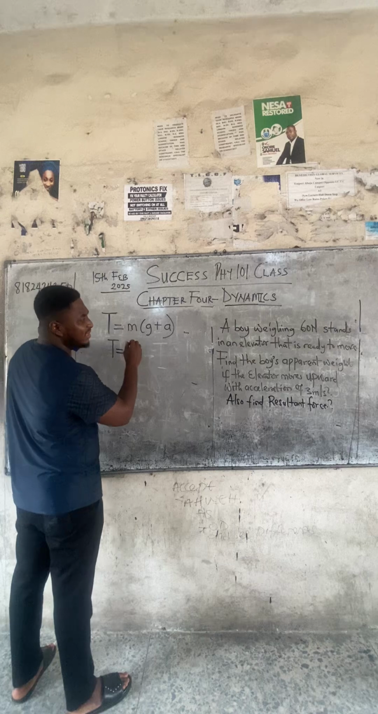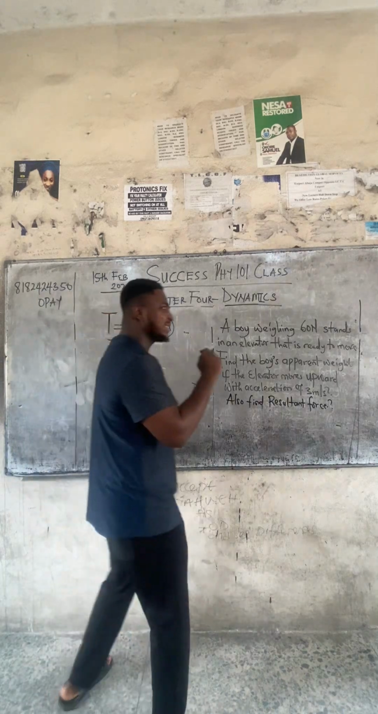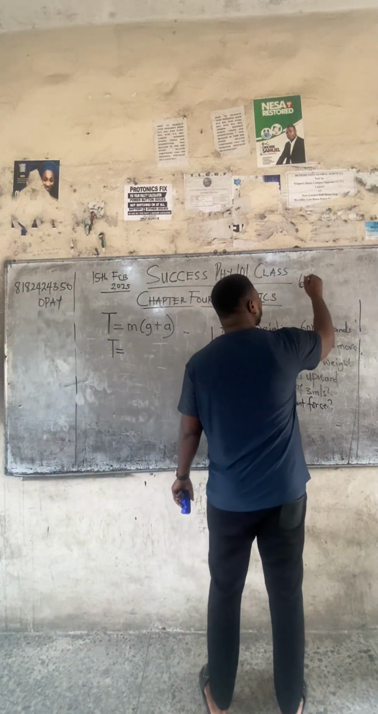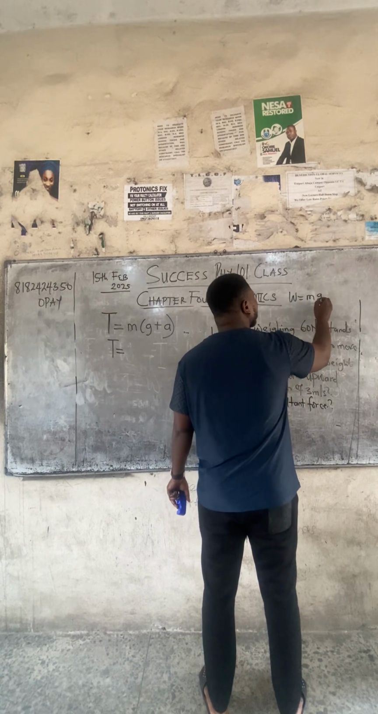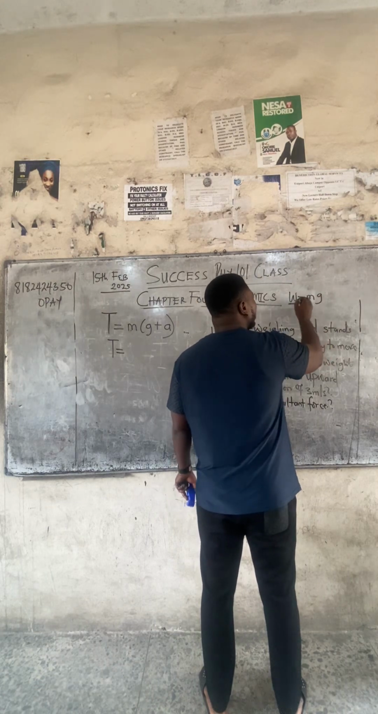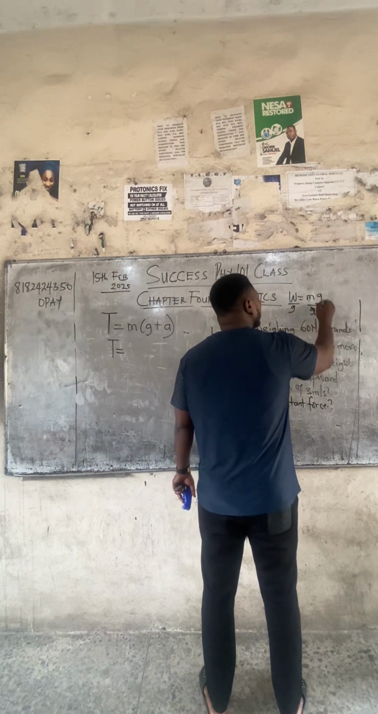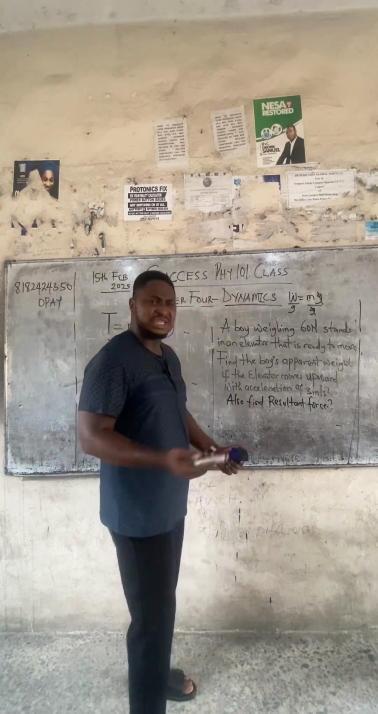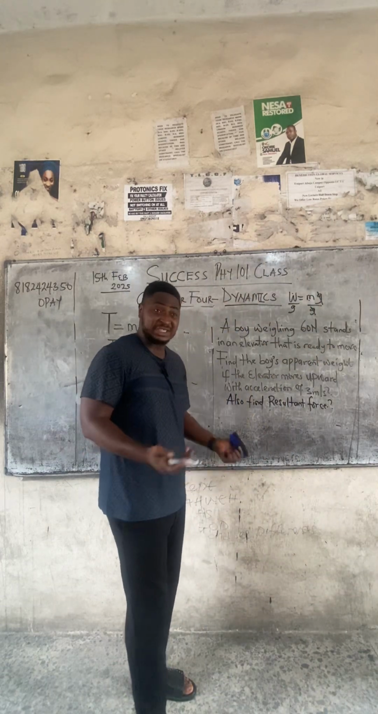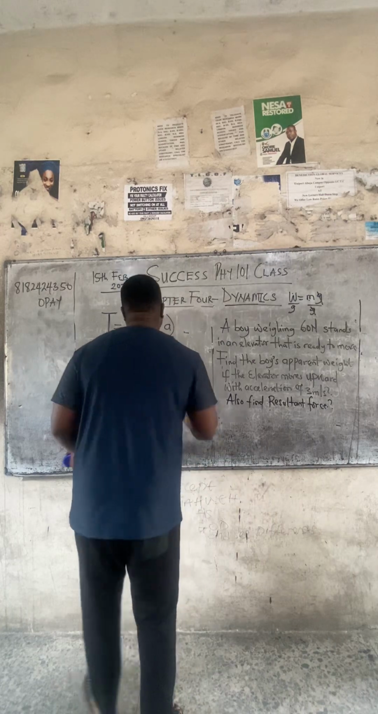Who is M? The mass of the boy was not given, but we can get it. Class, the weight is 60 Newton. Do you remember that weight is mass times acceleration due to gravity? Let us make mass the subject of the formula, dividing both sides by acceleration due to gravity. So mass is weight 60 Newton divided by acceleration due to gravity 10. G is a constant, right? Whether you are given it or not, G is a constant.